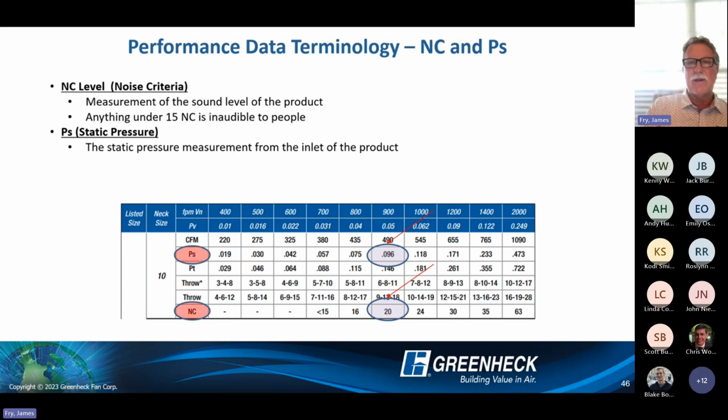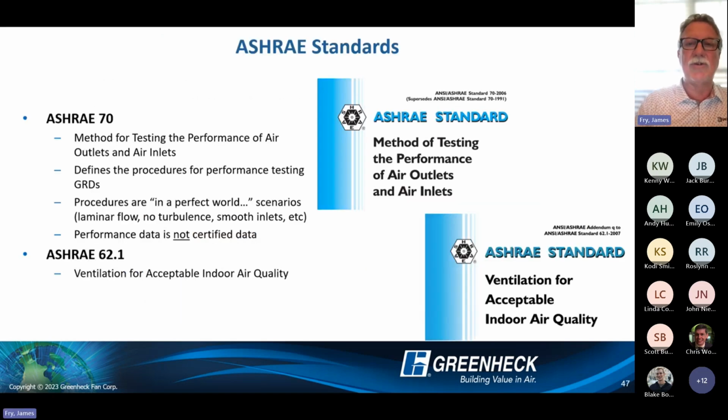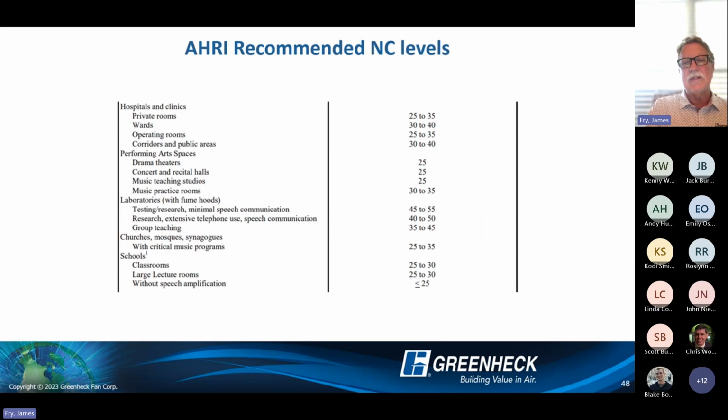Again, back to our cataloged performance data. We catalog the sound and NC levels, and we let you know what your static pressure is going to be. We test to ASHRAE standards, ASHRAE 70 and ASHRAE 62.1. And here's a list of recommended NC levels cataloged by AHRI. As you'll see, when you make your selections, you can select by the application, whether you're in a classroom, library, performance hall, or hospital, which shows you the NC level that you should select by.